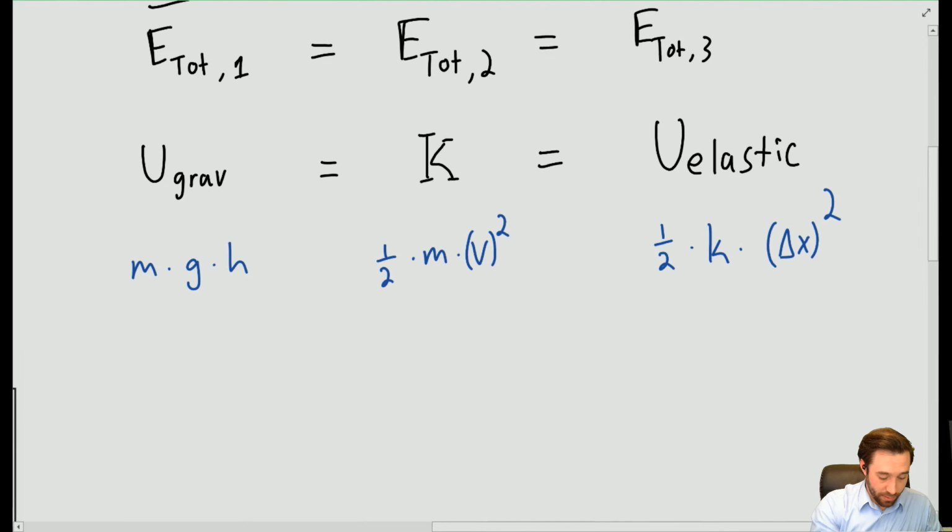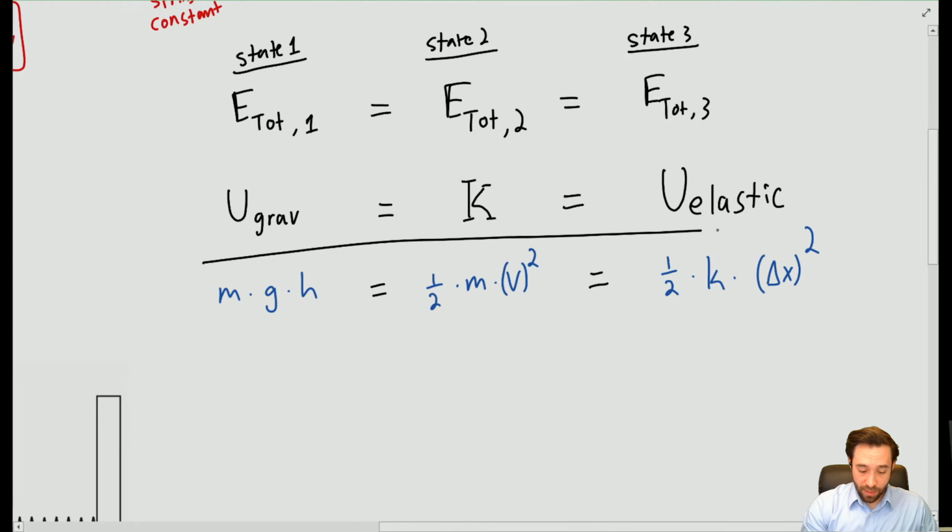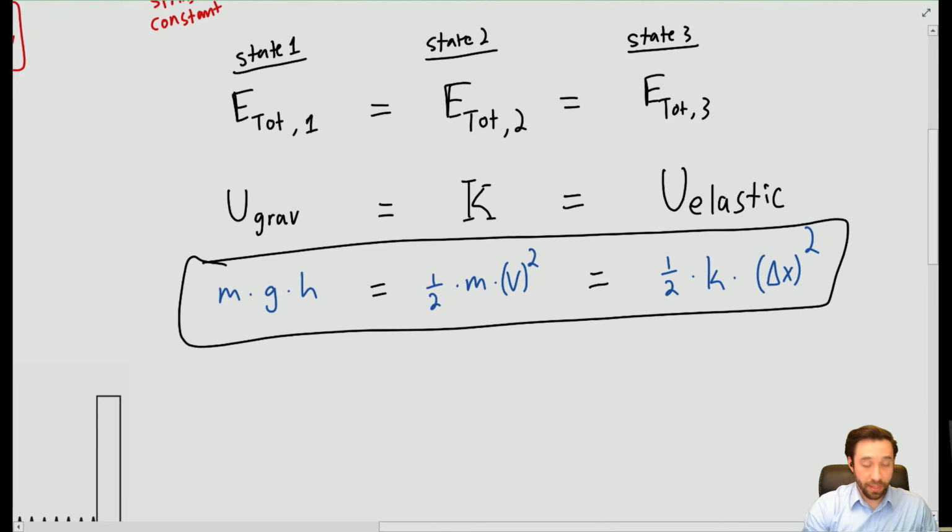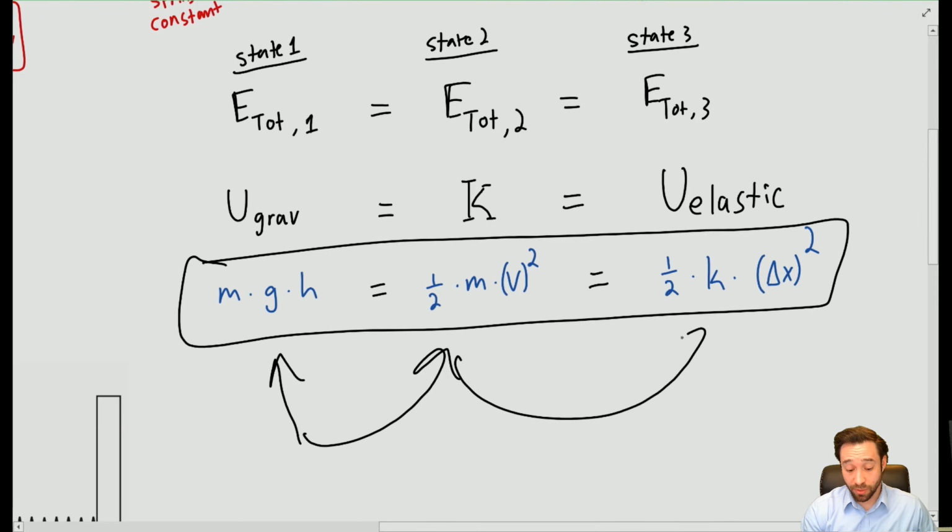All right. So this right here is my conservation of energy equation. All it's stating is the amount of energy that I start with at state 1 is going to equal the amount of energy at state 2, which will then equal the amount of energy at state 3.